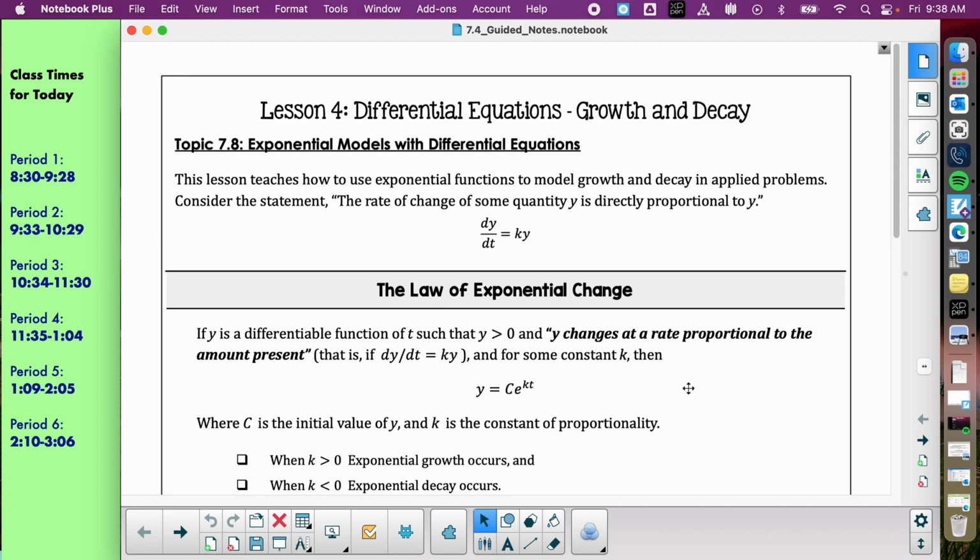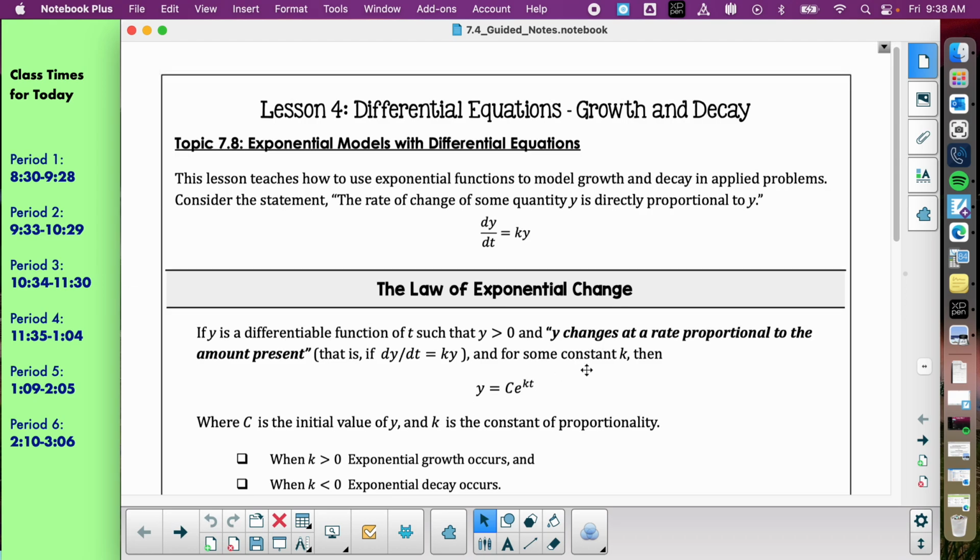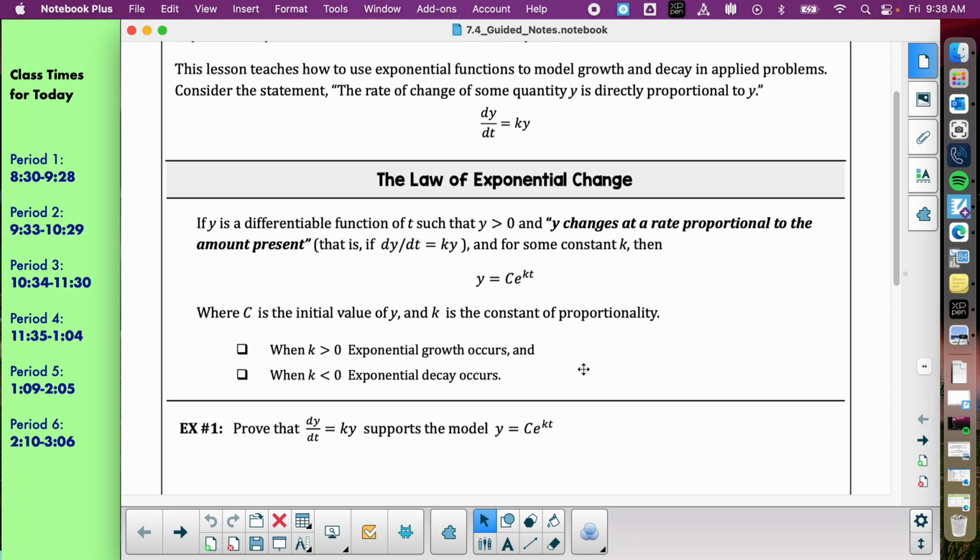So it's labeled as growth and decay. You used to call it exponential growth and exponential decay. What did you guys call it?